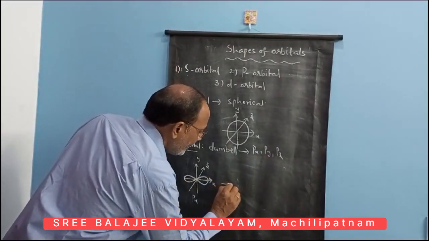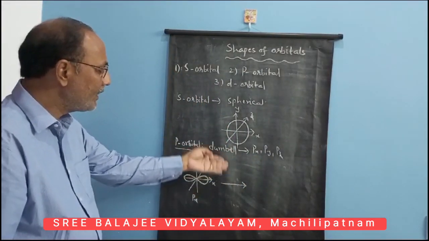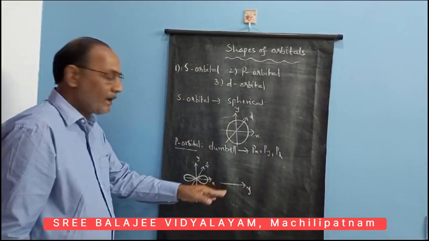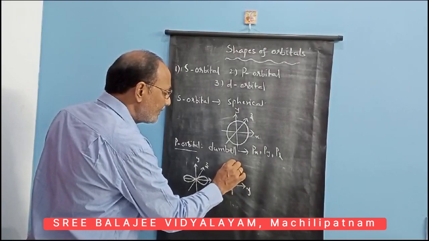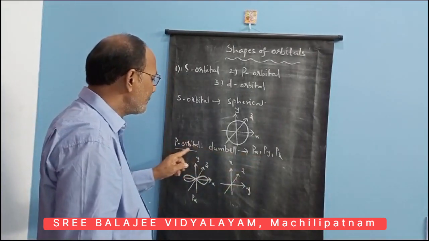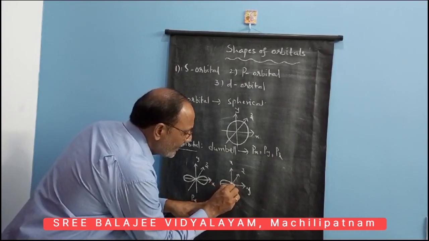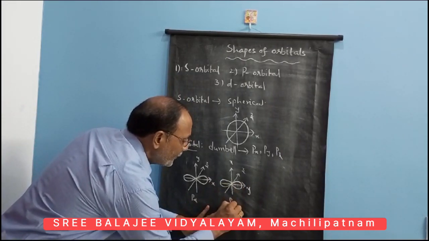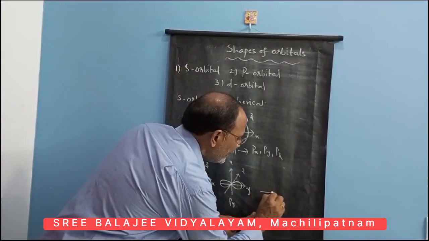Similarly, now come to the py orbital. Being the three axes mutually perpendicular to each other, you may take any of the axes at your convenience. For my convenience, I am considering the y axis here, and this is x, and this one is z. This time the dumbbell should be along the y axis only, so draw the dumbbell along the y axis like this. So this is the shape of the py orbital.